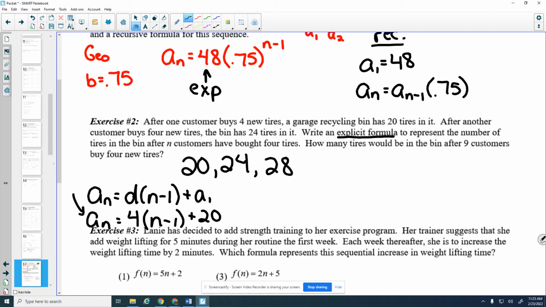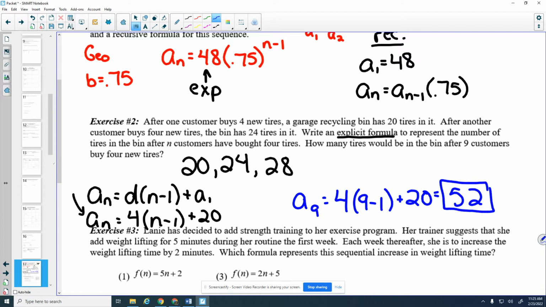Looking at the next part of the problem, it says how many tires would be in the bin after 9 customers buy 4 new tires. So we're talking about finding a sub 9 here. That means I'm plugging in 9 for my n. So this is 4 times 9 minus 1 plus 20. And that would be 52. Now, if I just continued listing numbers out here, I would get to 52 on the 9th number. So that's another way you could do something like that.